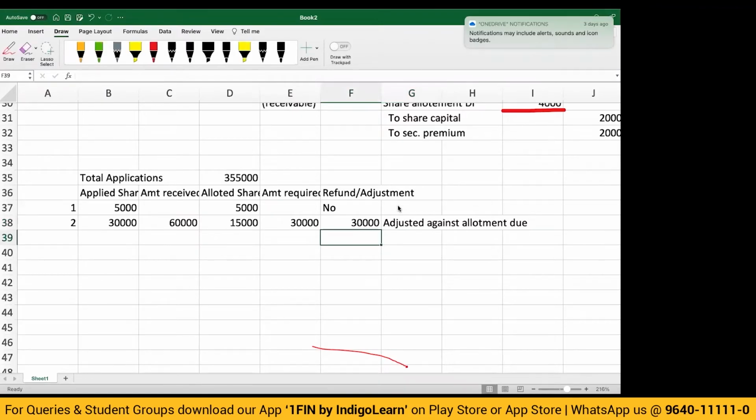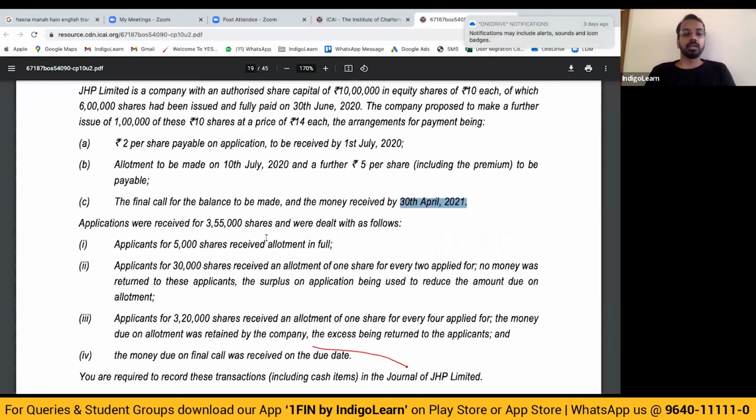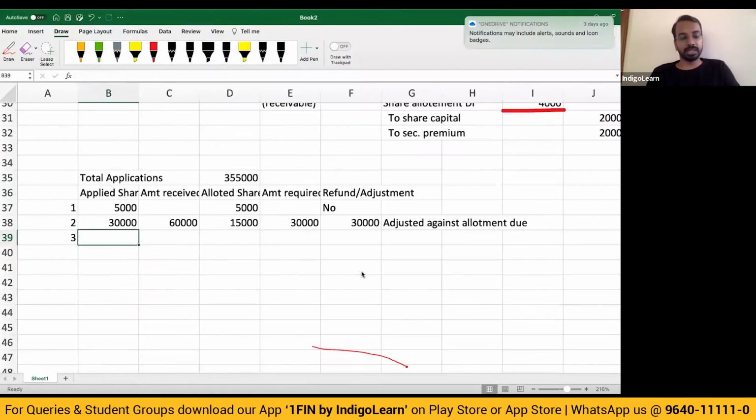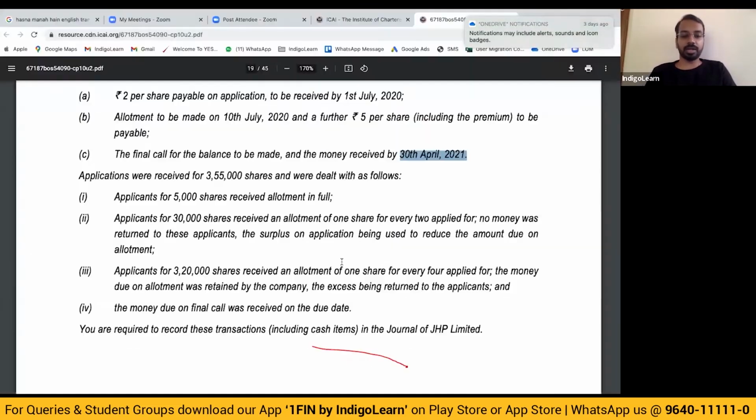Yes, sir. Okay. Then the third category: applicants of 3,20,000 shares received an allotment of 1 share for every 4 applied. The money due on allotment was retained by the company and the excess was returned to the applicants. Now, what does that mean? 3,20,000 shares, whatever was applied. How much amount did we receive? 6,40,000. How many shares were allotted? It says 1 share for every 4 applied for.